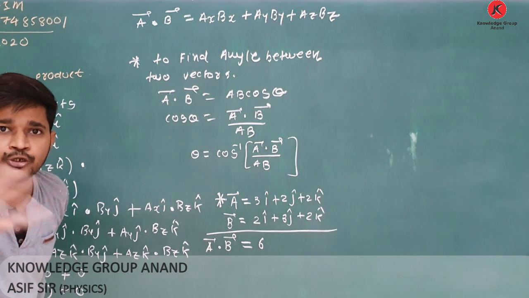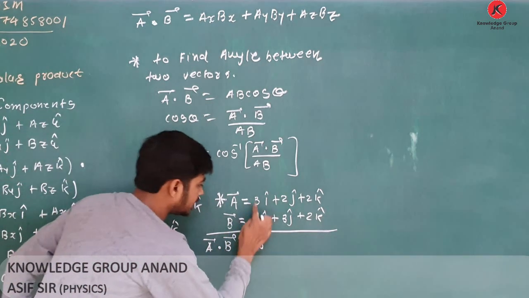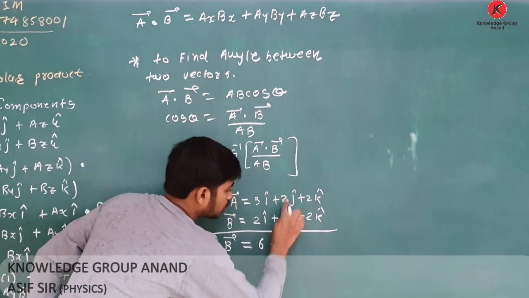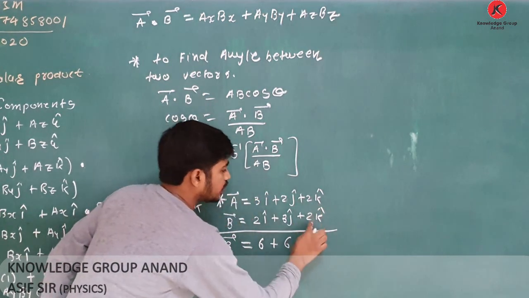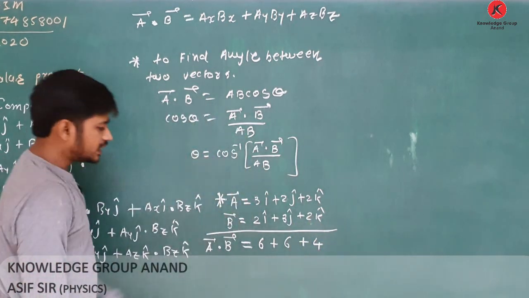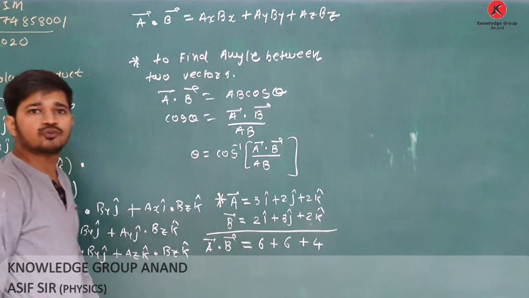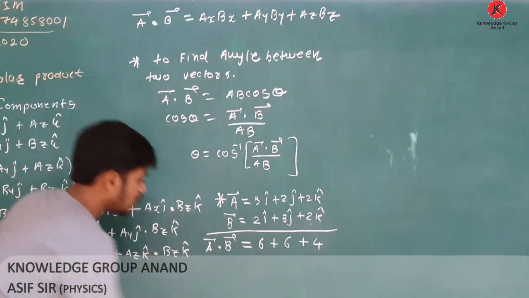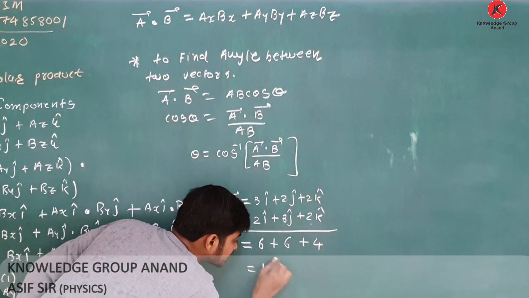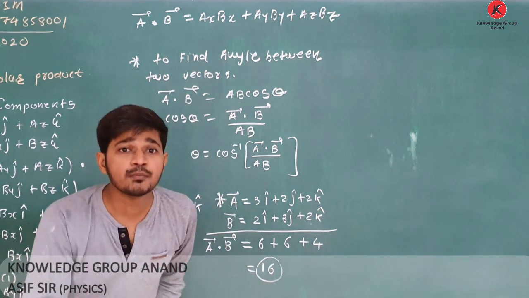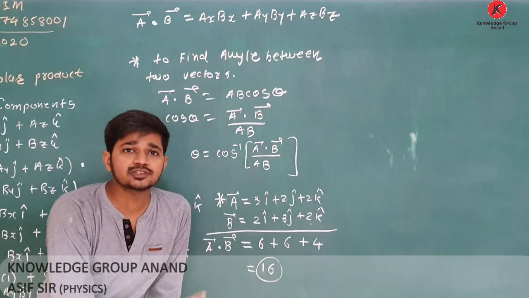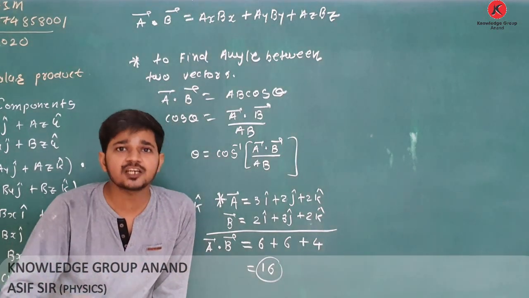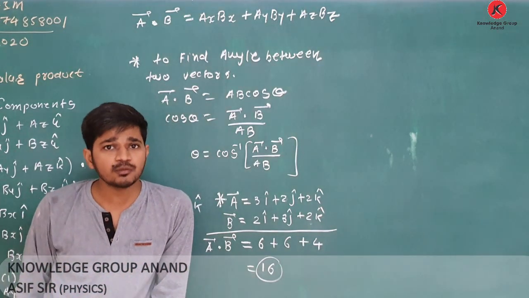No i caret. It is 3 into 2, it is 6. Plus 2 into 3, again 6. Plus 2 into 2, it is 4. So 6 plus 6 is 12, plus 4, it is 16. So your answer is 16. Only a number, a real number. So it is only magnitude, the scalar product, the dot product. Clear about this?